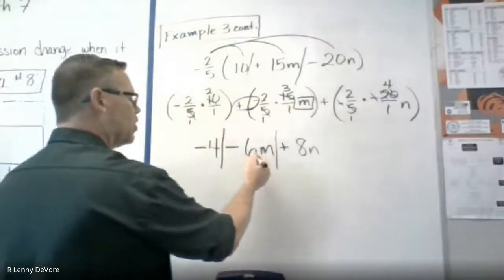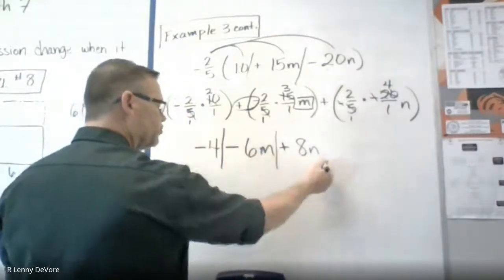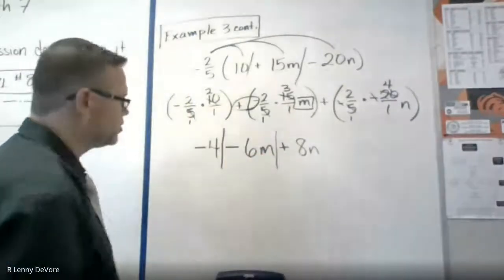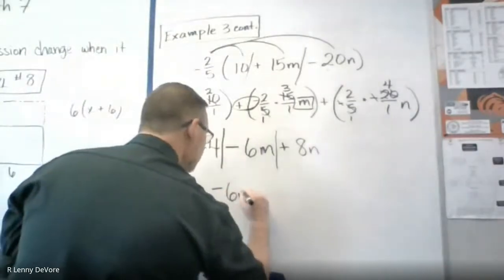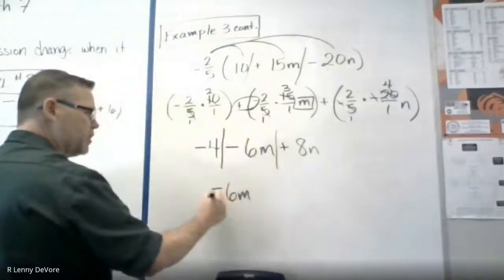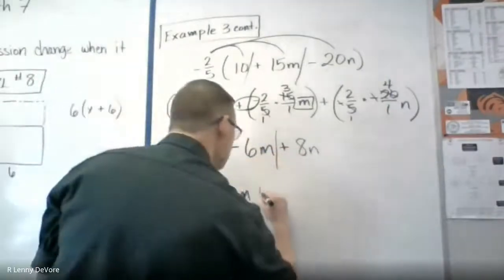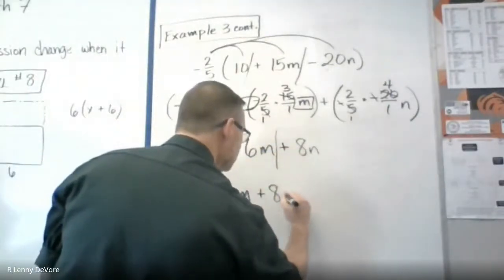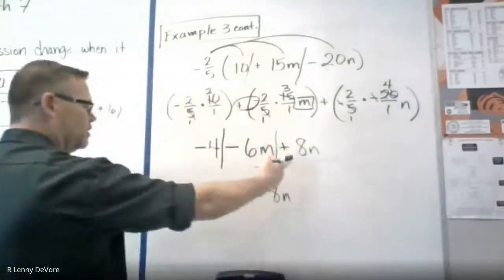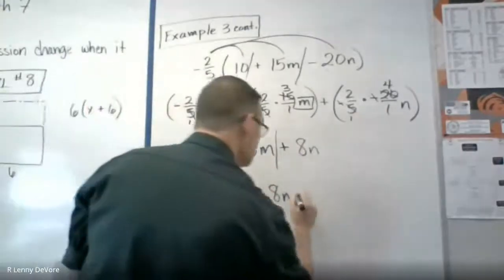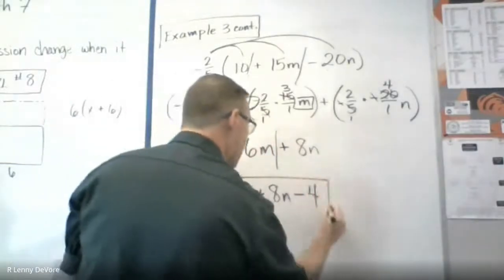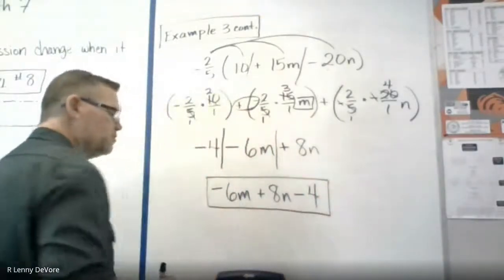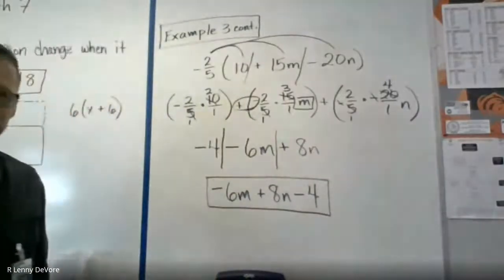Now, your variables need to be in order by alphabetical order. So my negative 6m is going to be first. See how I brought the negative down with it? Then a positive 8n, okay? And then I've got the last one, which has no variable, a negative 4. And that is actually the correct answer.